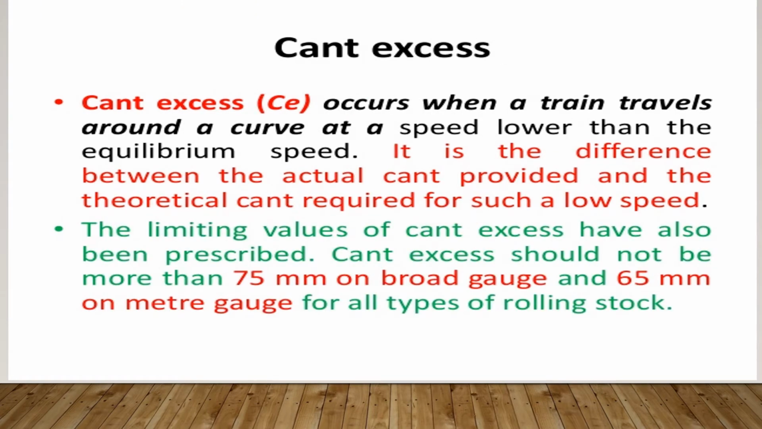Similarly, what is cant excess? It occurs when a train travels around a curve at a speed lower than the equilibrium speed. The limiting values of cant excess have also been prescribed. Cant excess should not be more than 75 mm on broad gauge and 65 mm on meter gauge for all types of rolling stock.